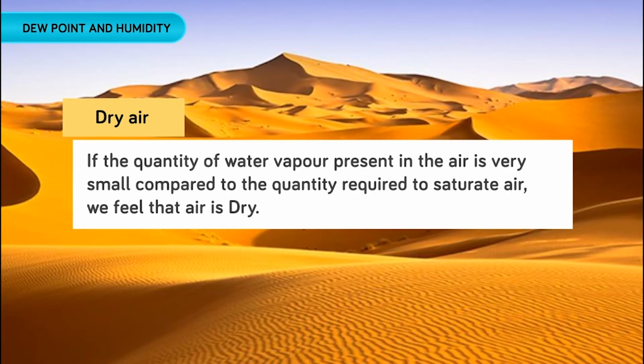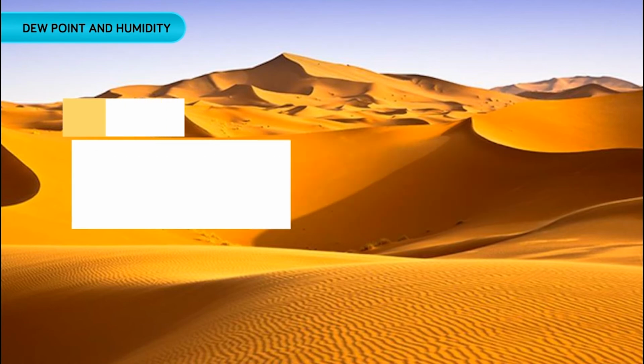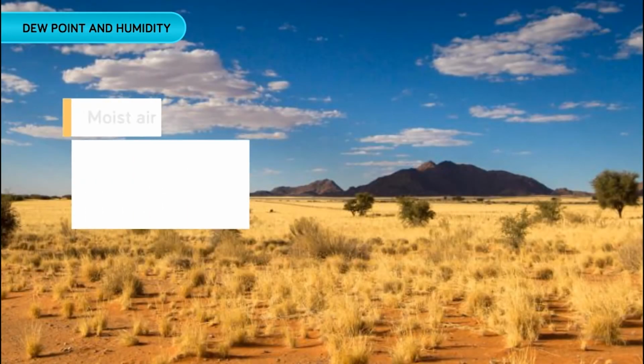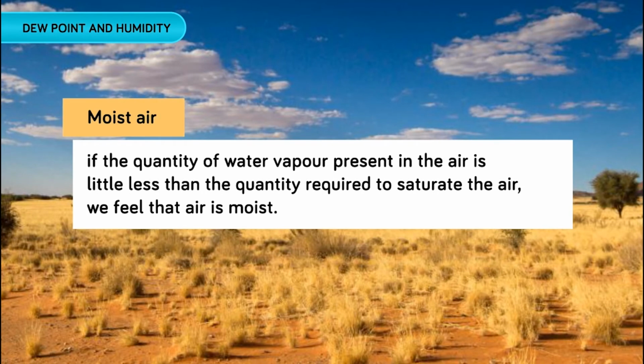Dry air. If the quantity of water vapor present in the air is very small compared to the quantity required to saturate the air, we feel that the air is dry. Moist air. If the quantity of water vapor present in the air is a little less than the quantity required to saturate the air, we feel that the air is moist.